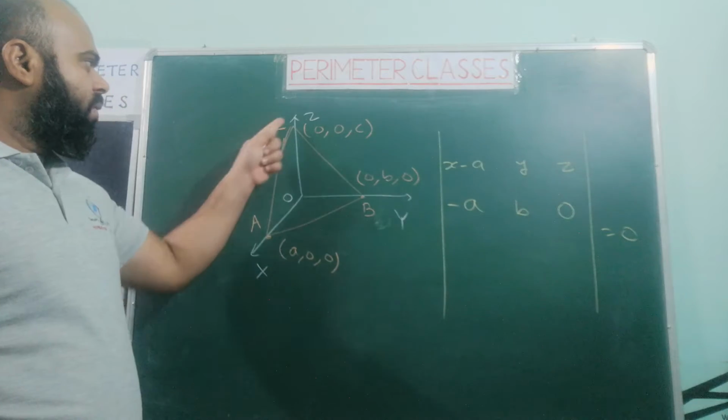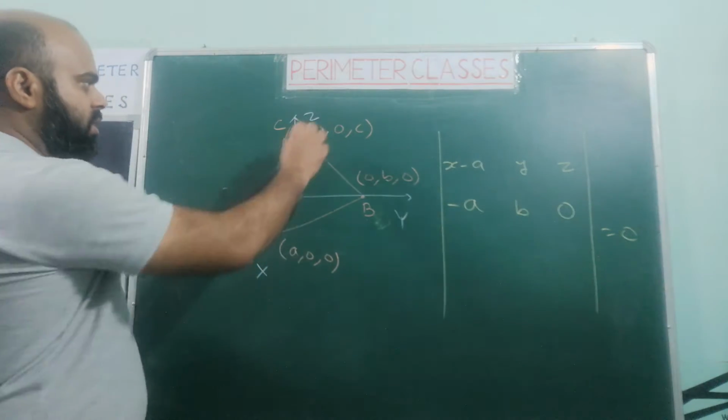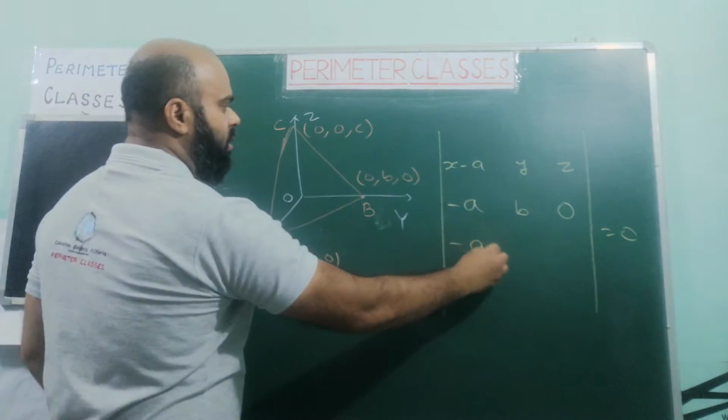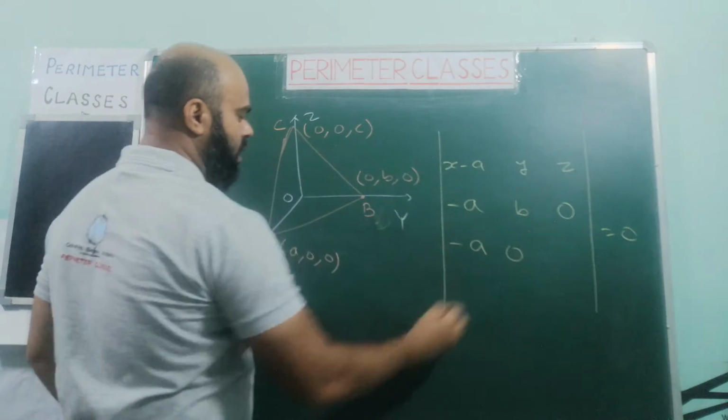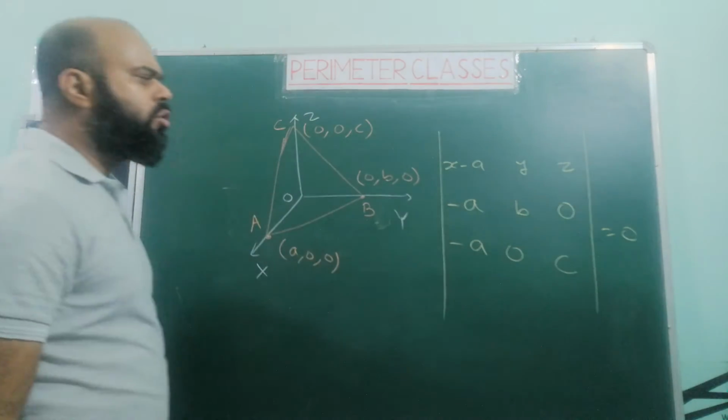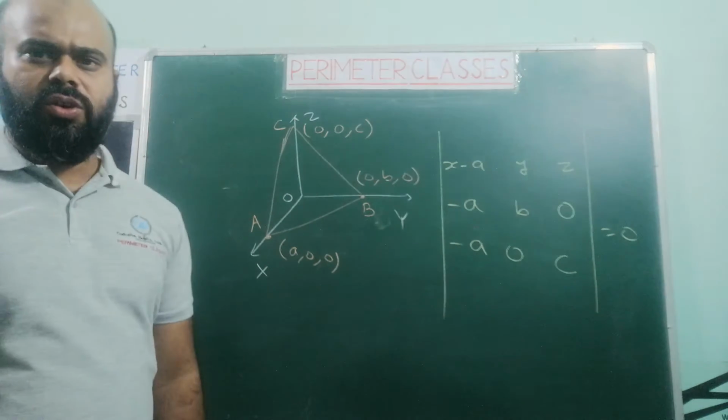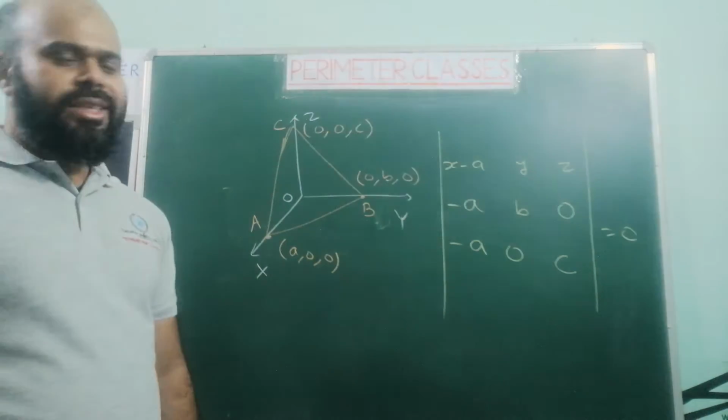Now we will take the vector CA. So it is 0 minus a, and 0 minus 0, and c minus 0. So this is how we can write the equation of a plane. Now let us simplify it.